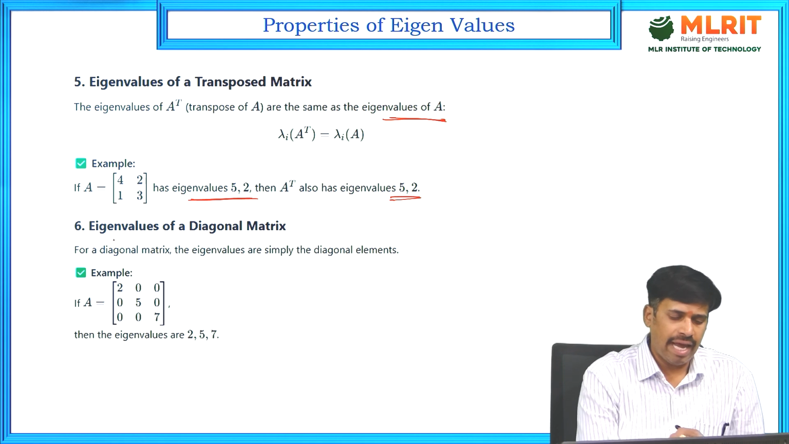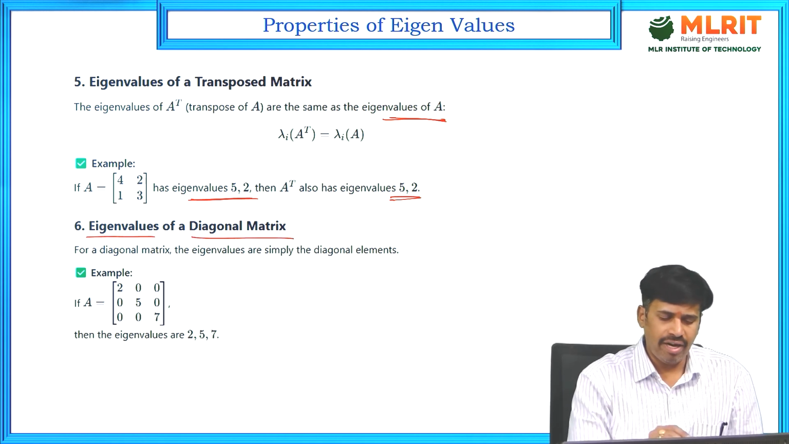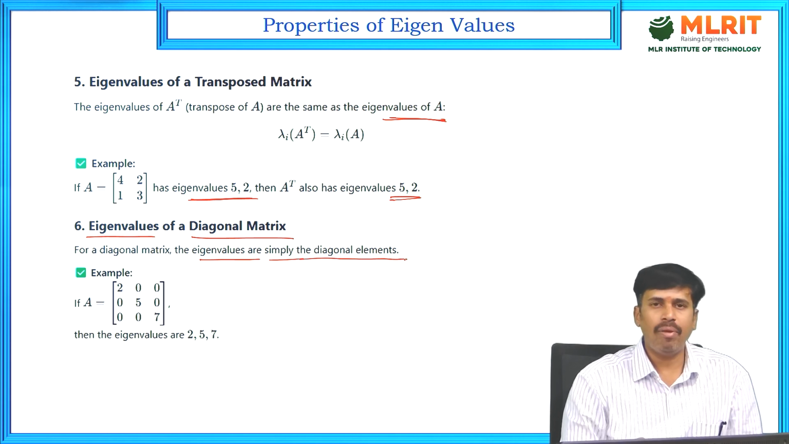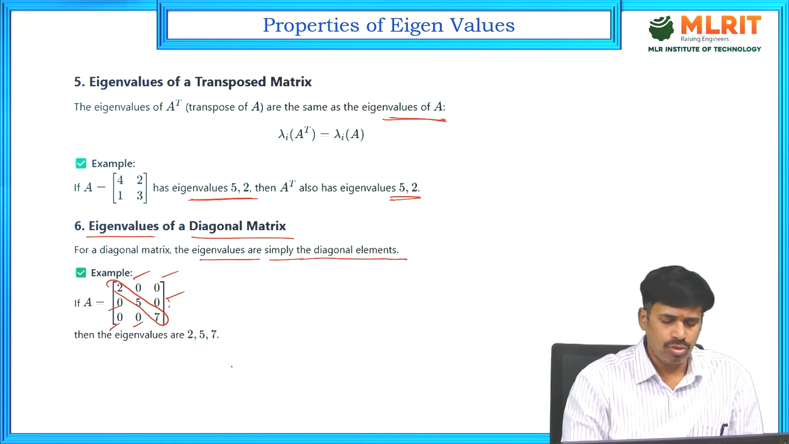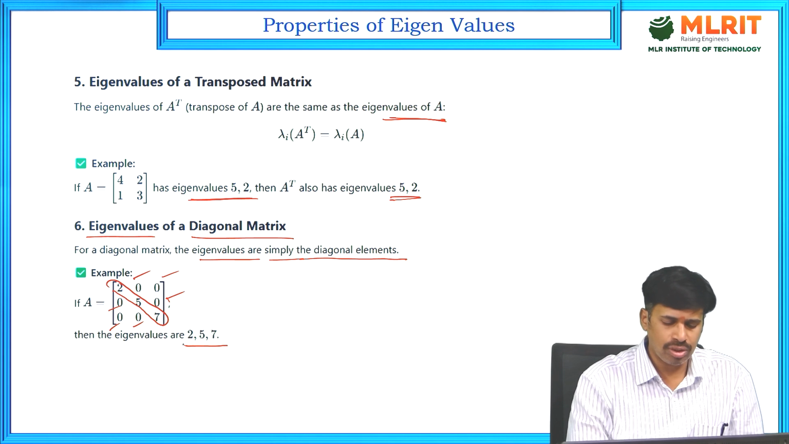Next property, eigenvalues of a diagonal matrix. For any diagonal matrix, the eigenvalues are simply the diagonal elements. Diagonal matrix means except the diagonal elements, all other elements are 0. So these are the principal diagonal elements, and all remaining elements are zeros. Whatever elements are available on the diagonal, those are the eigenvalues, right?